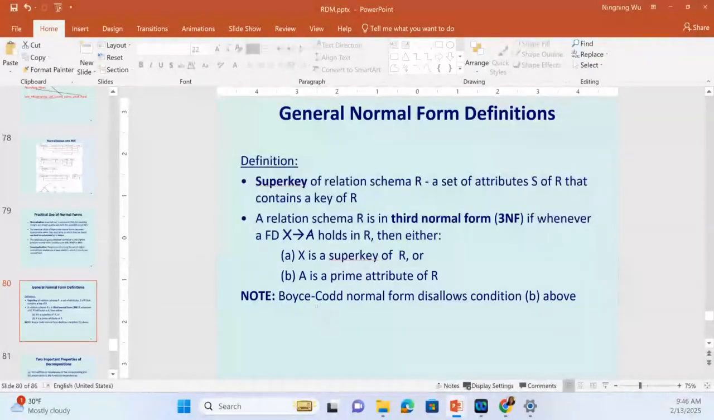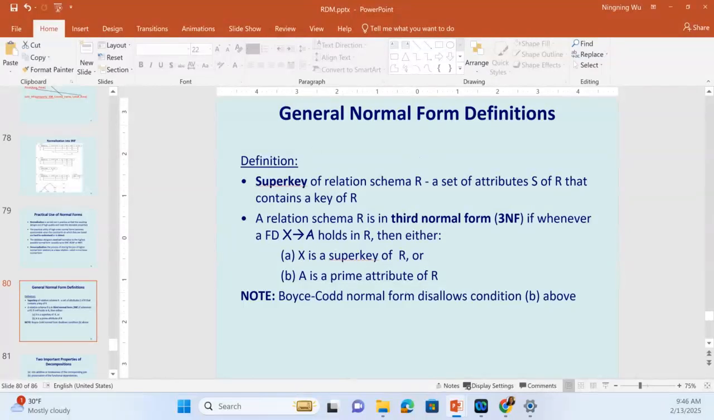So far we have studied 1NF, 2NF, and 3NF. So we know that if we need to design a database, we have to make sure that every single table or relation must be in 3NF. In practice, we don't care if it is 2NF or 1NF. We only need the 3NF. Then we may have this kind of a general normal form definition.